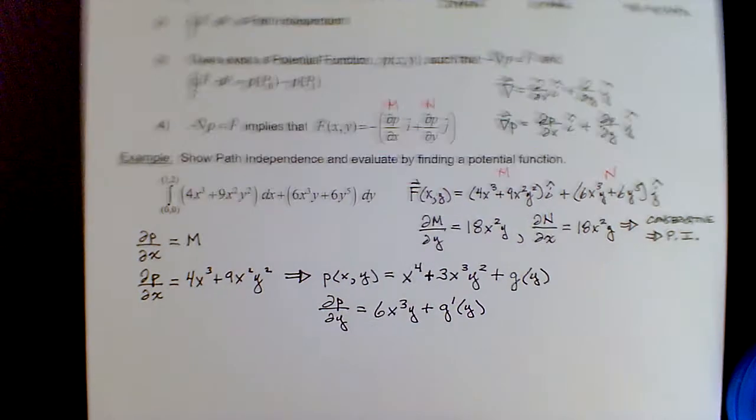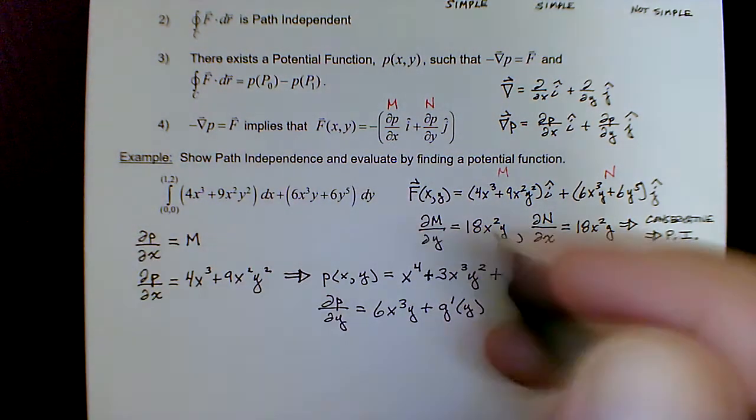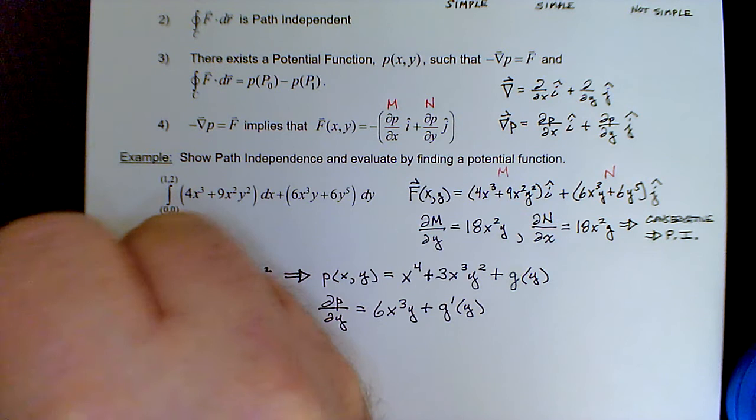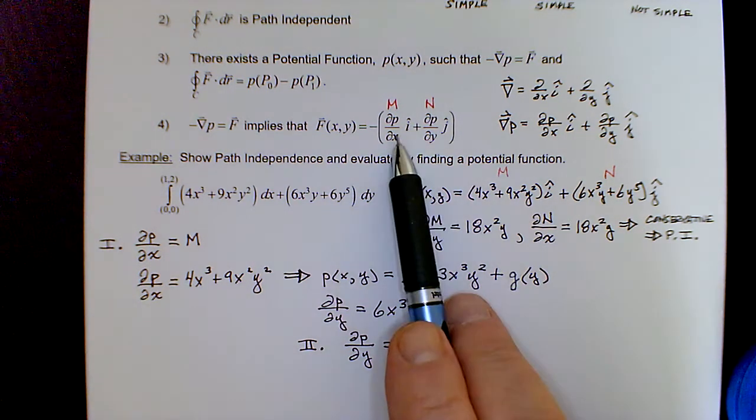Alright, so now we can impose the second condition. You might want to say this is Roman numeral 1, and then Roman numeral 2 is the second condition, that the partial P with respect to y has to equal N. Okay, so that's from our observations here.